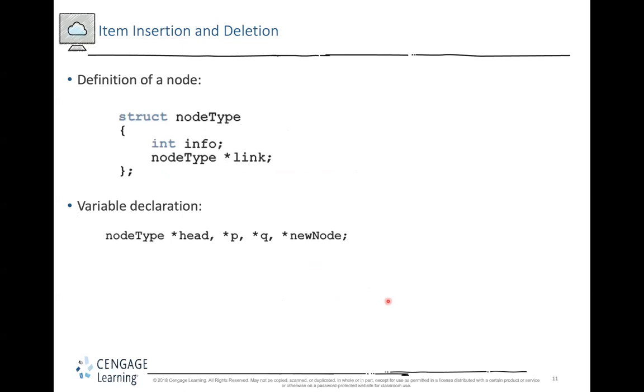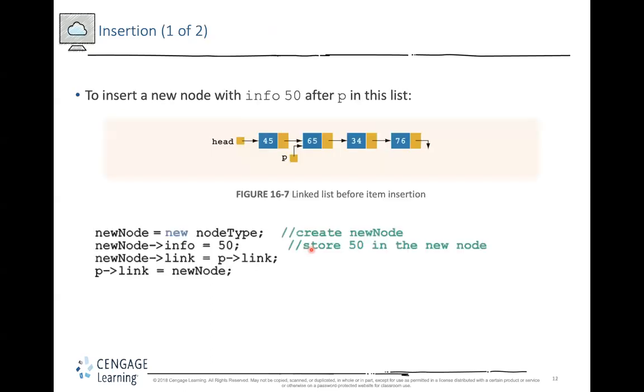Now let's look at item insertion and deletion. Recall we have a node type as a structure. Very simple. And let's say we're going to declare a bunch of pointers. Well, we have the head. We have a P and a Q and new node. Let's see what they are.